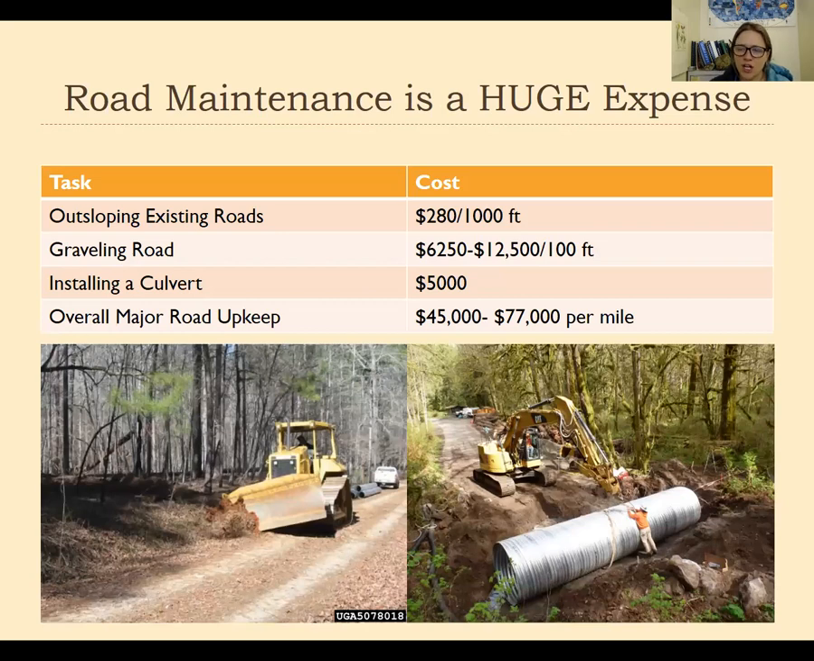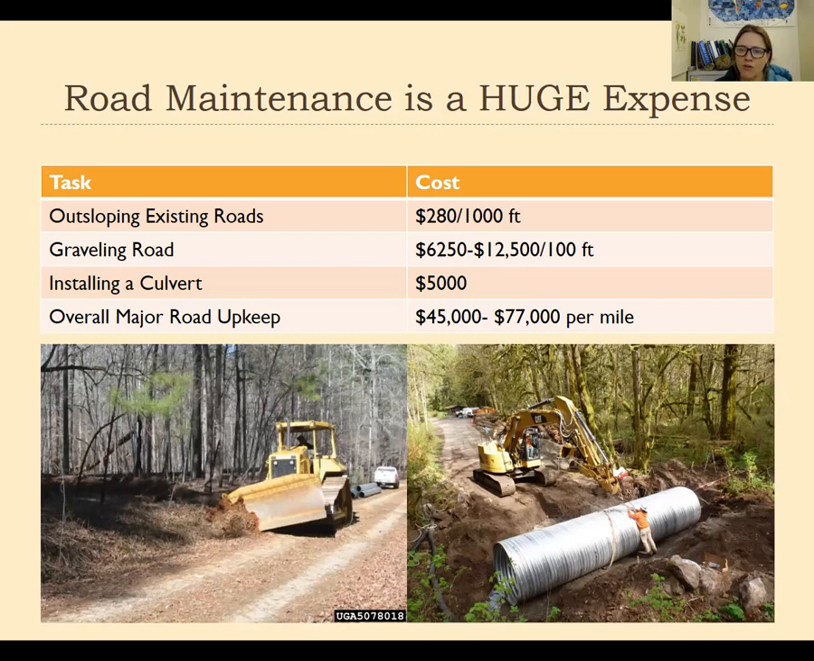So in consideration about erosion of dirt roads, it's important to understand that maintaining all these dirt roads that we do in many of our public lands as well as private lands is a hugely expensive proposition. Of course, there's lots of good reasons to have these roads for recreational access and firefighting, things like that. But it's also important to realize that it's a big expense. So for instance, outsloping an existing road might cost about $250 per 1,000 feet. So you can imagine you have a many multi-mile road, that's going to start to add up.